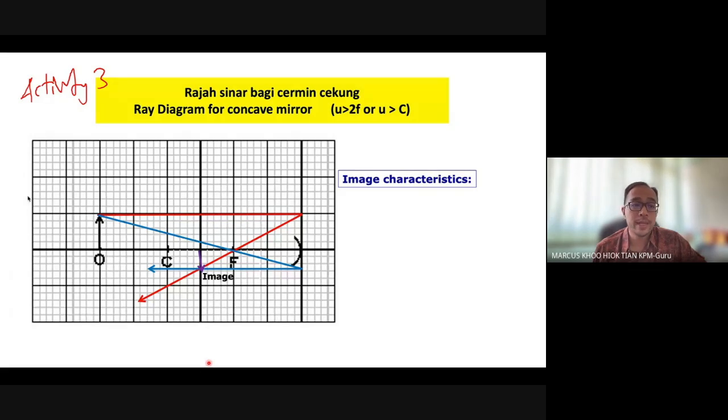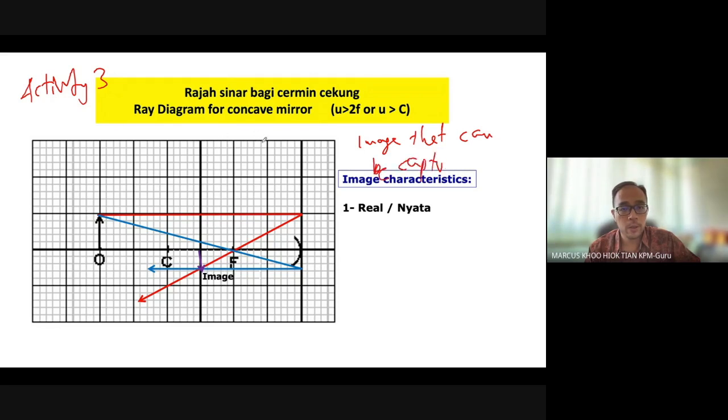Okay, and as always, let's talk about the image characteristics. Okay, so number one, this is slightly different. For a mirror, if the image is on the same side as the object, then we call it a real image. And yesterday we said this: the definition of a real image is an image that can be captured on a screen. Okay, it means if you put a screen here, you can see the image.